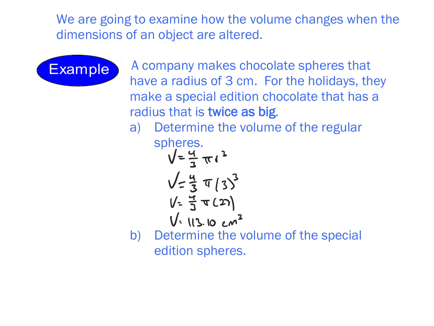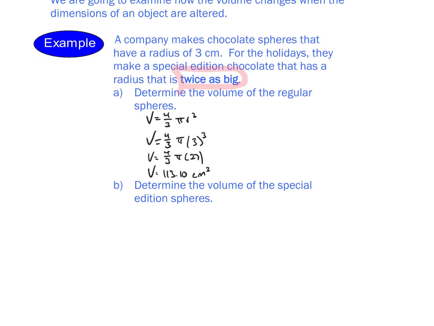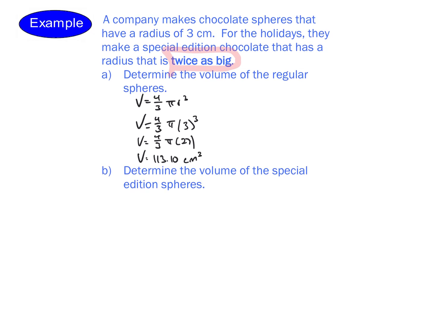Now, going back to the question, it does say that for the holidays they make a special edition that has a radius that's twice as big. So we're doubling the radius. Let me ask you something. What do you think that's going to do to the volume if we double the radius? What do you think is going to happen to the volume?